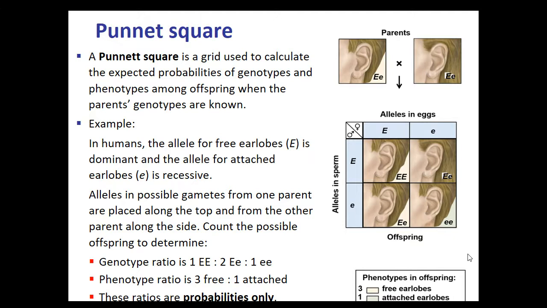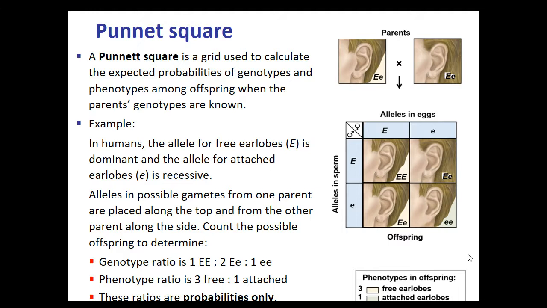So big E is for free earlobes. If this was their kid's genotype, it had free earlobes. This would also be free earlobes, but this one, little e, is for attached earlobes. And so if this was a kid's genotype, it would have attached earlobes. Even though both parents had free earlobes, they could have a kid with attached earlobes.